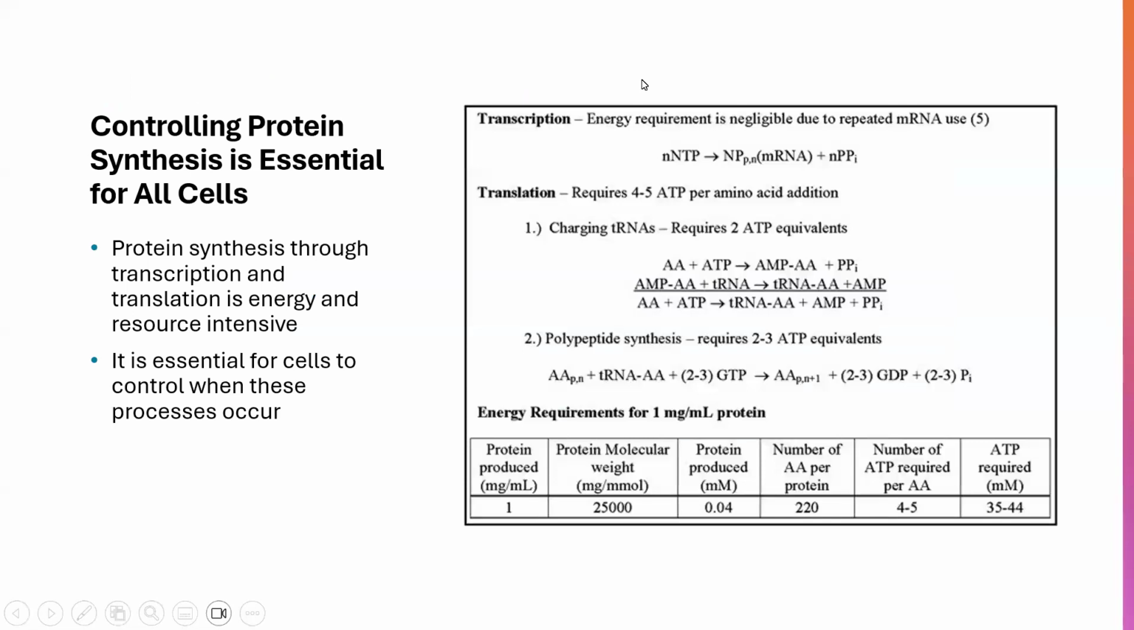All right, so controlling protein synthesis is essential for all cells. Protein synthesis is going to be regulated through both pre and post transcriptional methods. When we're making actual proteins, it uses a lot of resources and a lot of energy. So if you're making a protein that has 220 amino acids, for example, you are of course using all of those amino acids.